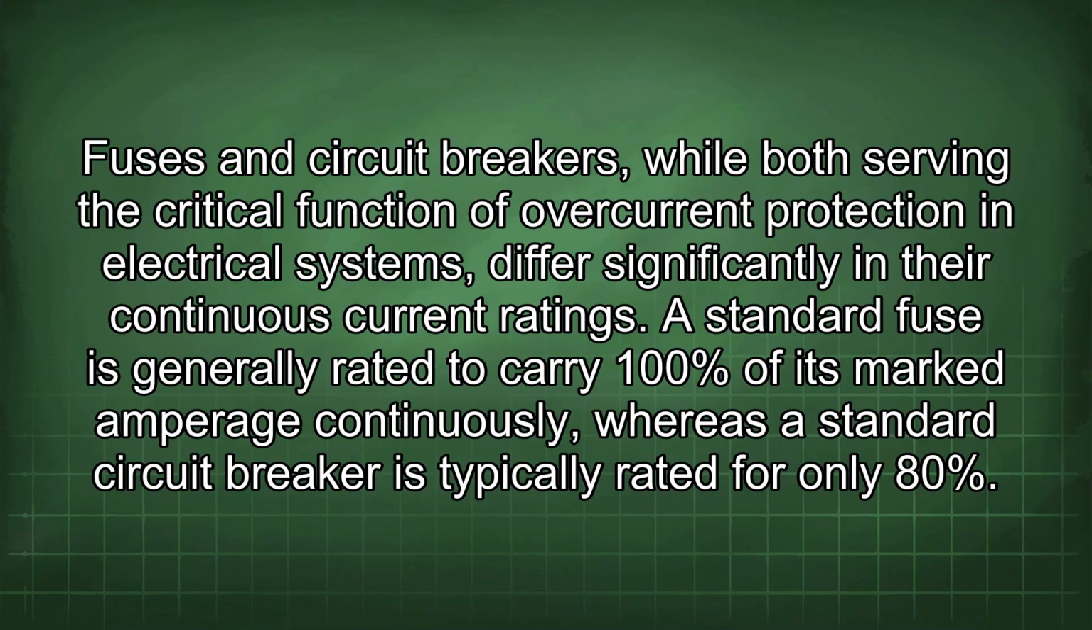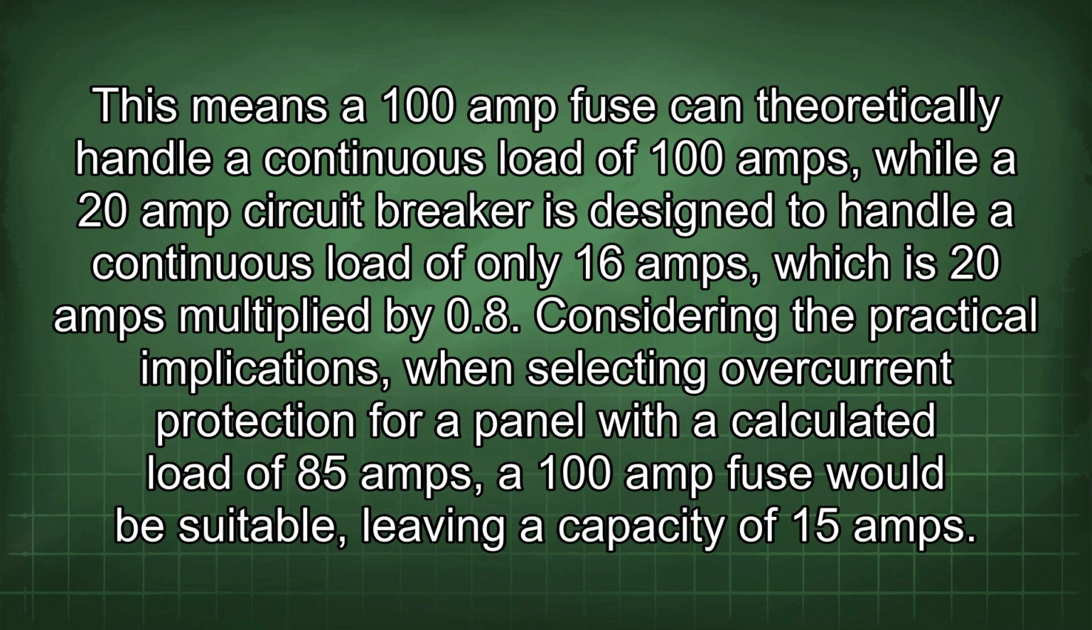Fuses and circuit breakers, while both serving the critical function of overcurrent protection in electrical systems, differ significantly in their continuous current ratings. A standard fuse is generally rated to carry 100% of its marked amperage continuously, whereas a standard circuit breaker is typically rated for only 80%. This means a 100 amp fuse can theoretically handle a continuous load of 100 amps, while a 20 amp circuit breaker is designed to handle a continuous load of only 16 amps, which is 20 amps multiplied by 0.8.